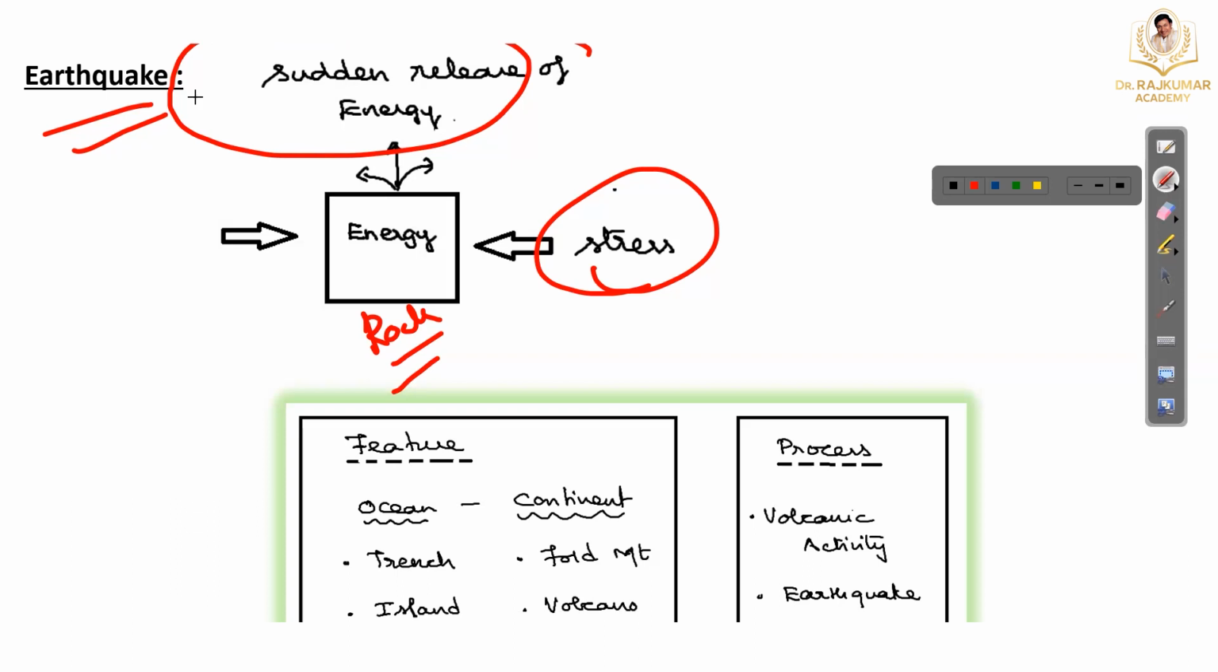From a deformed rock, which induces the shaking of Earth's surface, is called an earthquake. I repeat again: sudden release of accumulated energy from a deformed rock, which induces the shaking of Earth's surface, is called an earthquake.